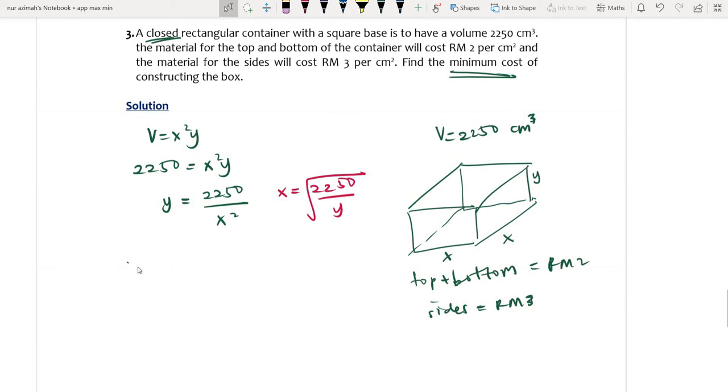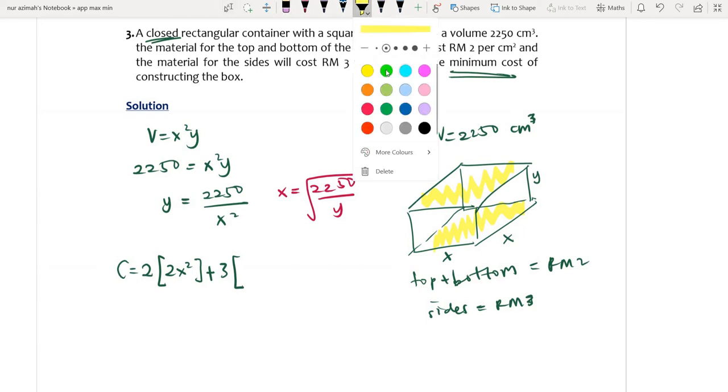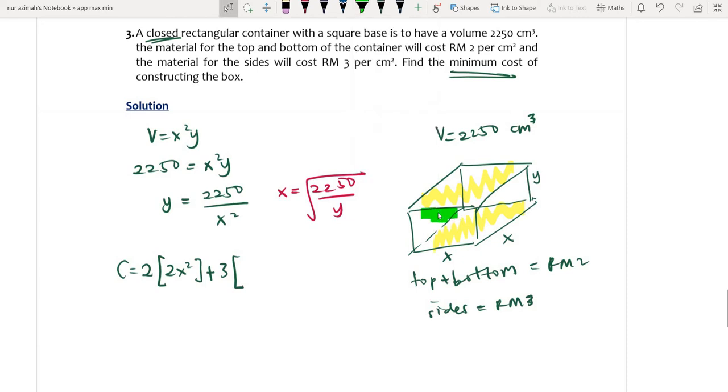Okay, so C. RM2, that means 2 is for the top and bottom. So what is the surface area for the top and bottom? As you can see here, for the bottom it is X squared. That means for the top is X squared too. So right now we have 2 ringgit times 2x squared plus, the sides are 3 ringgit. But here we have, for the sides, the first one is xy, and then the next one is xy too.